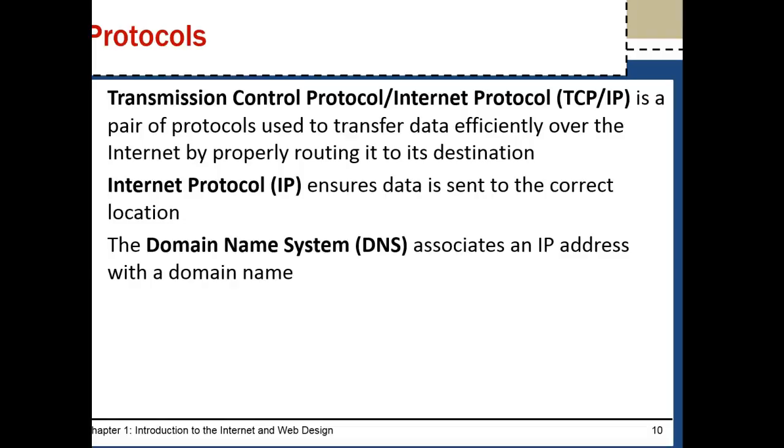So let's talk about other protocols here. We have transmission control protocol, or what we call TCP/IP. This TCP/IP is a pair of protocols used to transfer data efficiently over the internet by properly routing it to the destination. The internet protocol makes sure that the data is sent to the correct location.